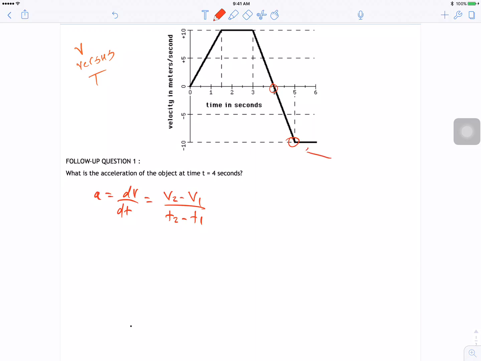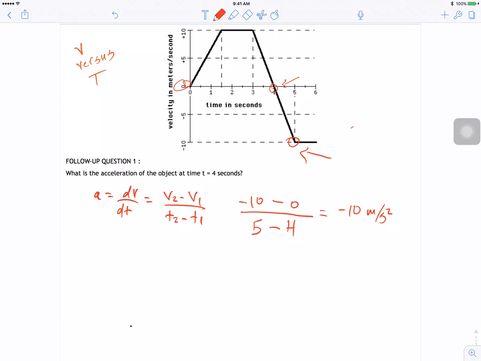So v2 at this point is -10. Okay, and then minus v1, which was at this point, is 0. Okay, and then the time 2 is 5 seconds, minus time 1 was 4 seconds, if you look at it in here. So that will give you -10 meters per second squared.